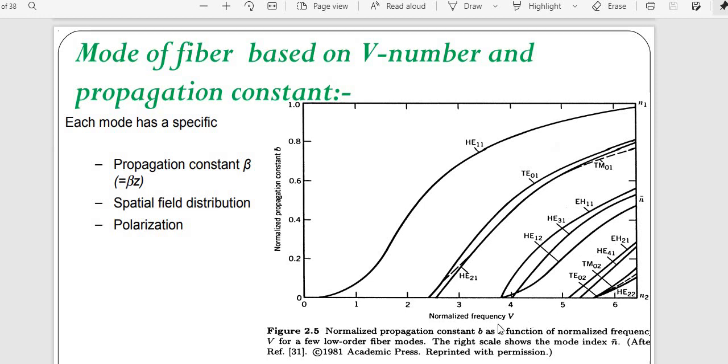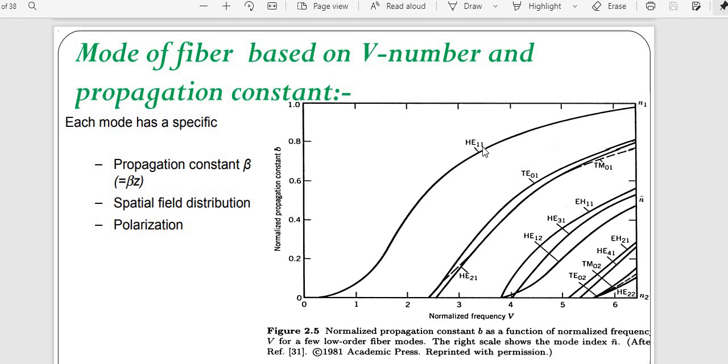As we keep on increasing, as we started from 0, we only get the HE component, which is 1, 1. L is also 1, M is also 1. Variation in X component, variation in Y component. 1, 1 means LM, right? For the cylindrical coordinate system, 1 is for phi, 1 is for R.